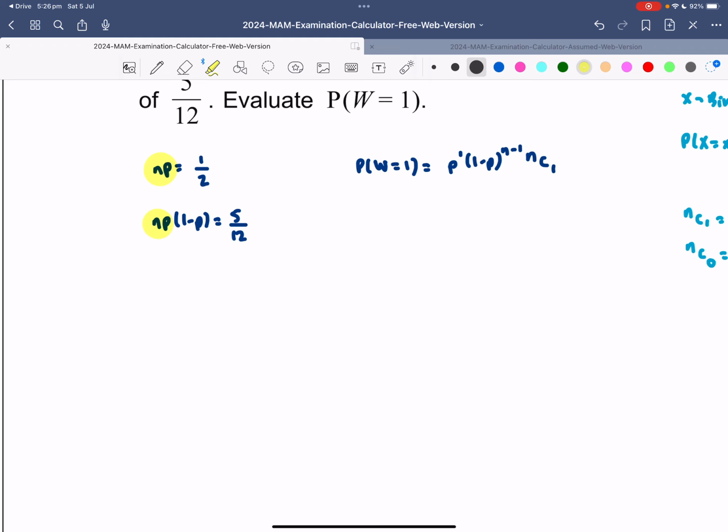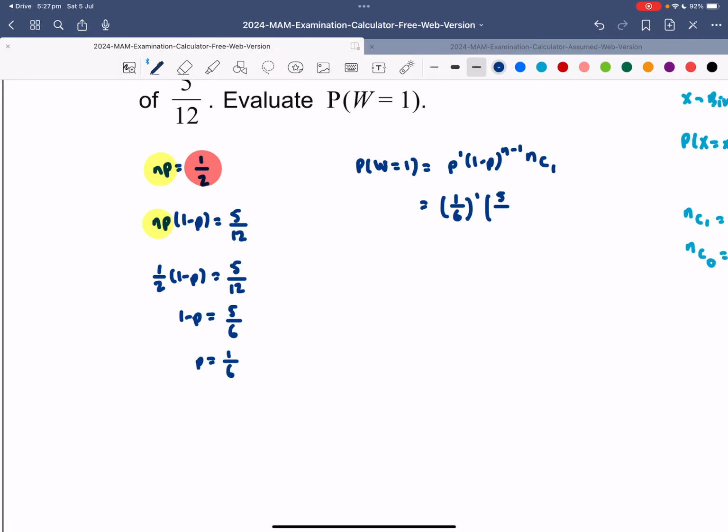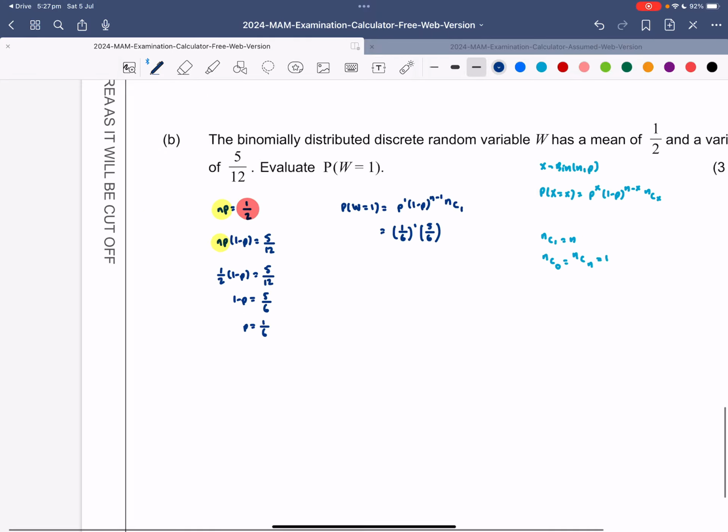So the best way to do it is we know that NP is half, right? So instead of writing NP, I can just replace NP with half. So what I have is half, and then 1 take P is 5/12. See how easy that is? That's an easy way to figure out P. I'll times both sides by 2, so this becomes 5/6. So 1 take P is 5/6, which means P is 1/6. So there you go. We now have P is 1/6 to the power of 1, obviously, 1 take P, which is 5/6 to the power of n take 1. So now I just have to work out what n is.